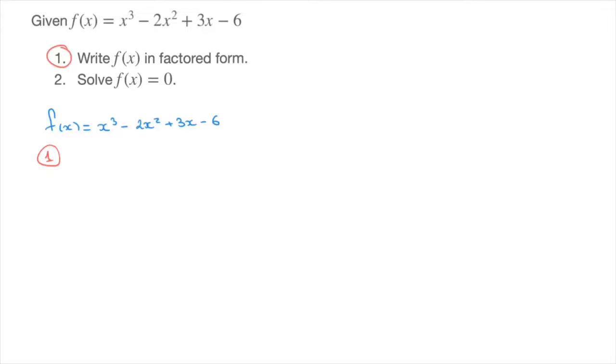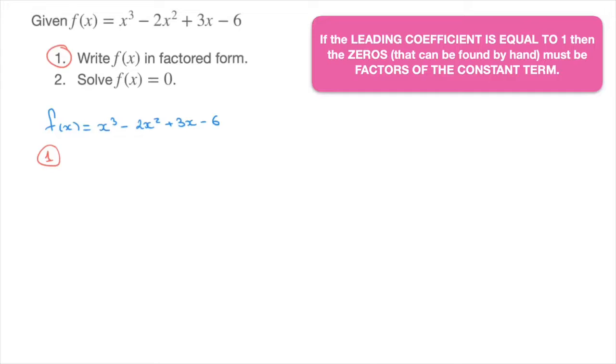Now, when this happens, we can try and find this polynomial's zeros by looking at the factors of the constant term, which in this case is −6. Now, the factors of −6 are the same as the factors of 6. So those are ±1, ±2, ±3, and ±6. And to check whether or not any one of these factors is a zero of this polynomial, we need to proceed by trial and error.